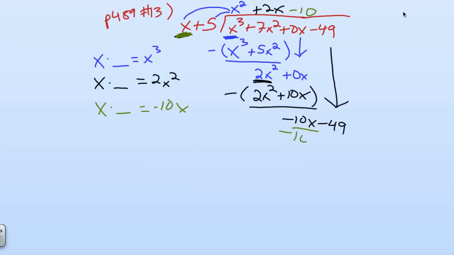Multiply. Negative 10x minus 50. Here's another good reason to have this one in here. When you're subtracting here, be very careful. You're doing negative 49 minus negative 50. You get positive 1 there. And what you do with the remainder is you put that up top with a plus sign over what's in front. So that's my answer right there: x squared plus 2x minus 10, plus 1 over x plus 5.